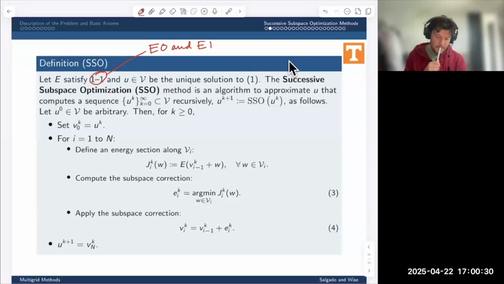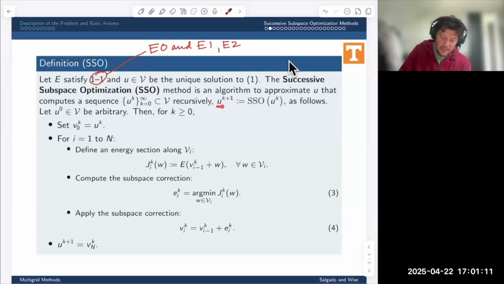Let's see, do I need to assume anything else? I don't think so. Well, we can put E2 in there as well if we need it. We just want to guarantee right now that we have a unique solution to our minimization problem. The Successive Subspace Optimization method, SSO, is an algorithm, as usual, to generate a sequence of points, and we want to show that it converges to U, our unique global minimizer.